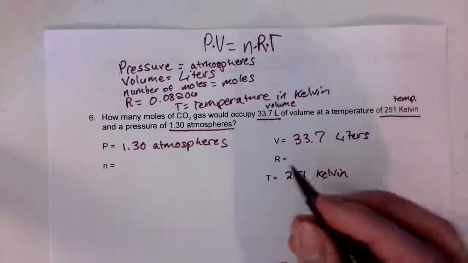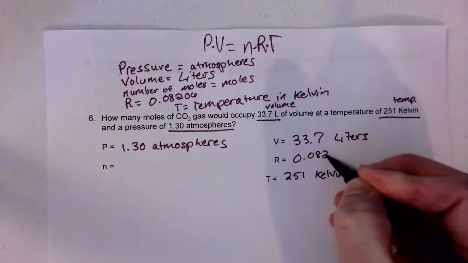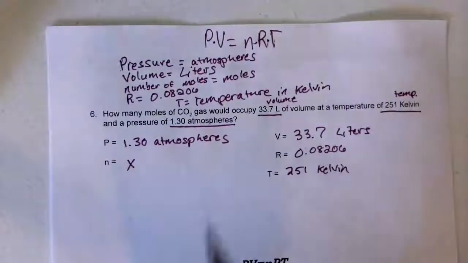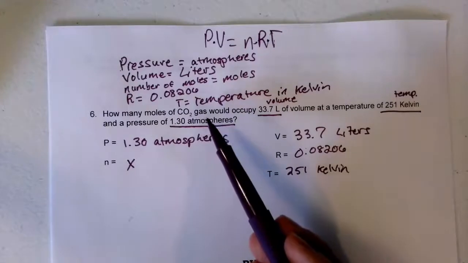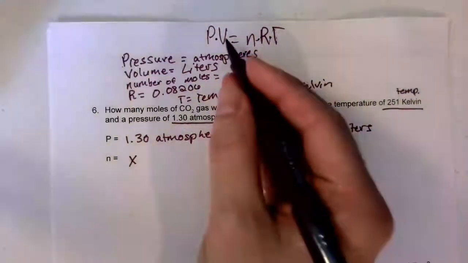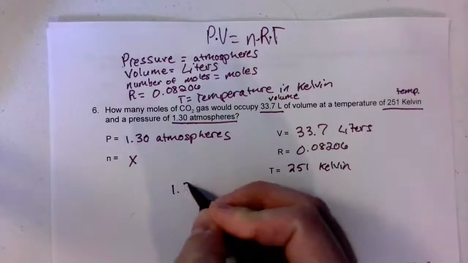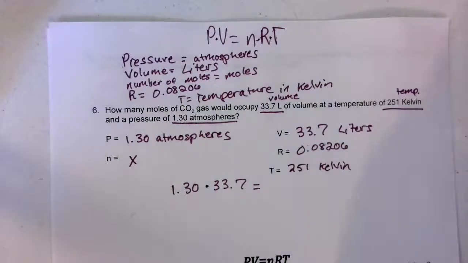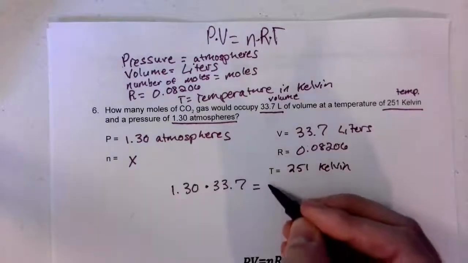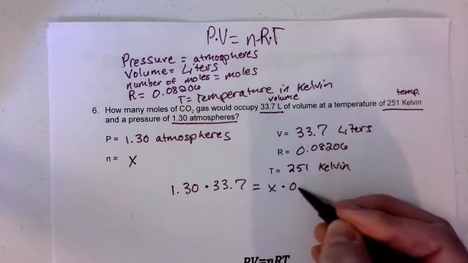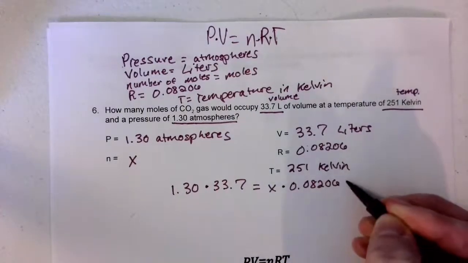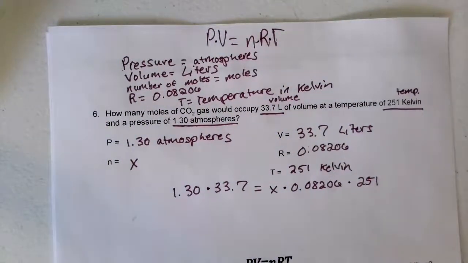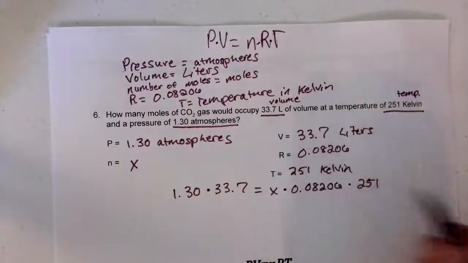Remember, R is always going to be 0.08206. And then N is going to be your X, your unknown, because it says how many moles of CO2 gas. Let's plug it into the formula. P is 1.30 times 33.7. On the other side, you have N, which is X, times 0.08206 times the temperature in Kelvin, which is 251. We didn't have to convert to Kelvin because it was already in Kelvin, so you didn't have to add 273 to that number.